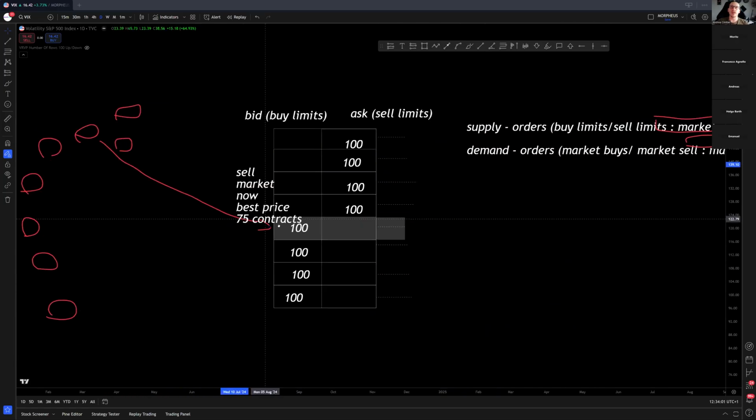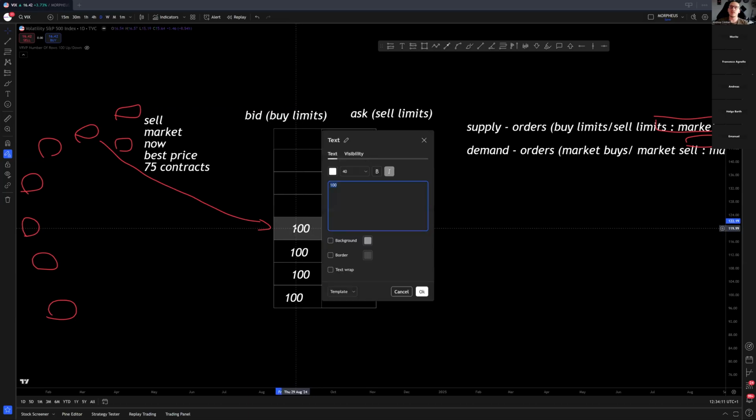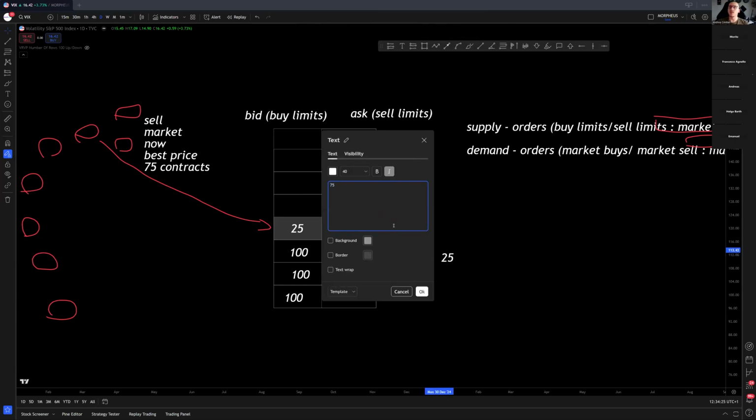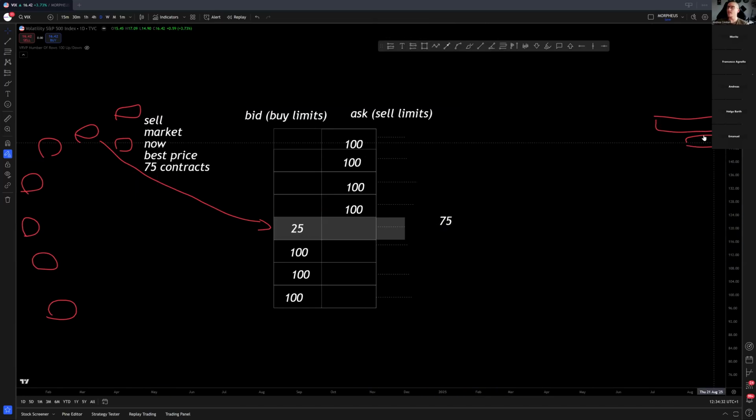So these 75 contracts are matched with 75 of those 100 contracts. So these will become 25. Okay. And 75 of those contracts were matched with these. And these orders go right into our footprint.